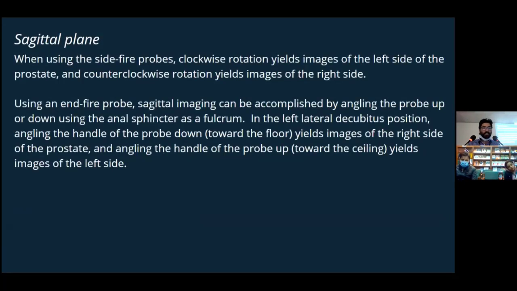Now for the sagittal plane, if you're using the side fire probes, clockwise rotation yields images of the left side of the prostate, and counterclockwise rotation yields images of the right side. Using an end fire probe, sagittal imaging can be accomplished by angling the probe up and down using the anal sphincter as a fulcrum. In the left lateral position, angling the handle of the probe down towards the floor yields images of the right side of the prostate, and angling the probe up towards the ceiling yields images of the left side.